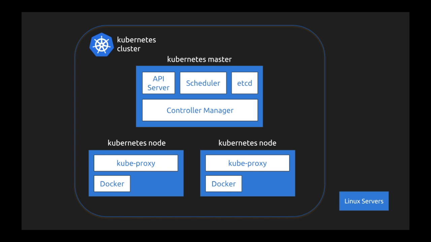The next one is the Docker runtime. Kubernetes uses either the Docker or the Rocket container. So you need a Docker or a Rocket container runtime, basically a container runtime, in order to host different containers inside a node.